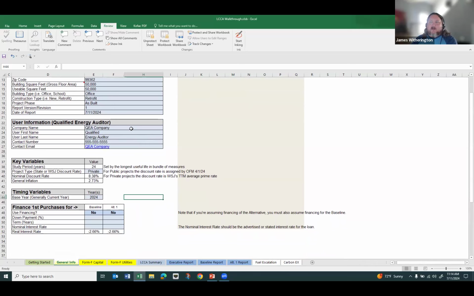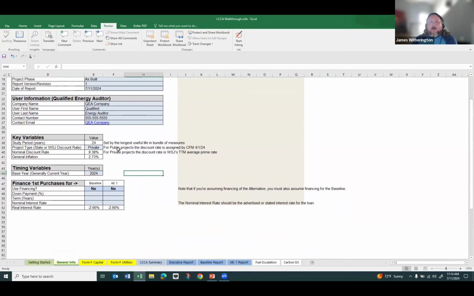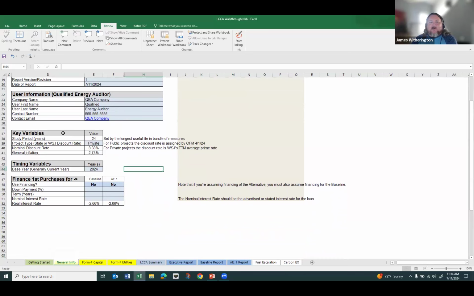Let's move on. So the next piece is your qualified energy auditor information. So basic company name, contact number, email. The component that you really want to take a look at too here under key variables is this drop-down box for private public. This is a section where you set whether or not you're a private building or a public building. And the reason this matters is because it does impact the nominal discount rate.